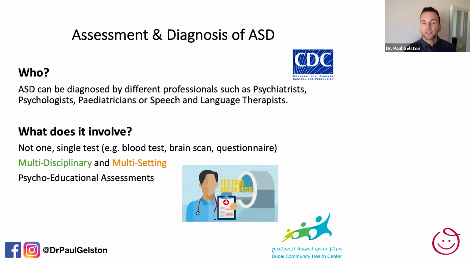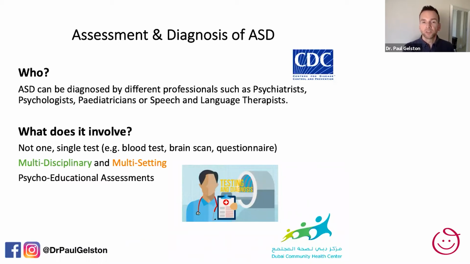So what that means is that there must be a number of disciplines involved in the assessment of children with ASD. So it should always include different professionals working together during the assessment process. That can include a psychologist, a speech therapist, an occupational therapist, as well as maybe a psychiatrist or an ABA therapist. And in terms of multi-setting, what that means is the assessment process should always look at the child in different environments or in different settings.